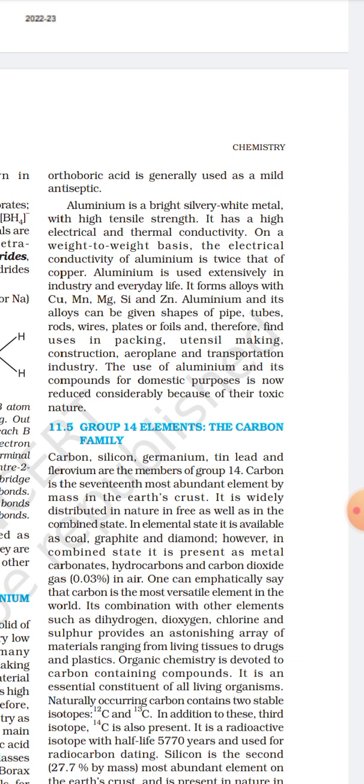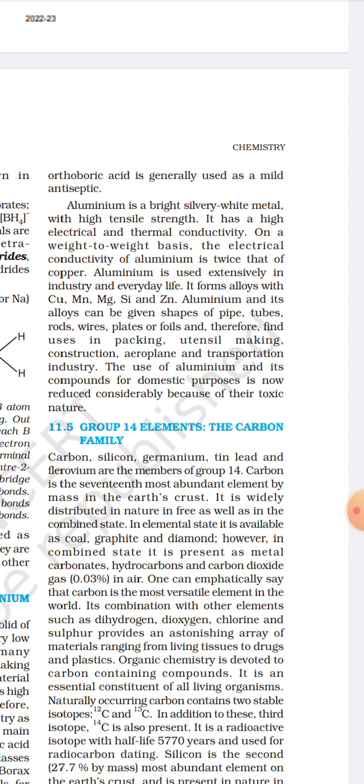It forms alloys with copper, manganese, magnesium, silicon and zinc. Aluminium and its alloys can be given the shape of pipes, tubes, rods, wires, plates or foils and therefore find uses in packaging. The use of aluminium and its compounds for domestic purposes is now reduced considerably because of their toxic nature.